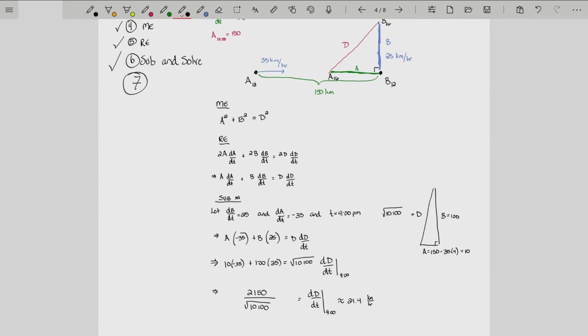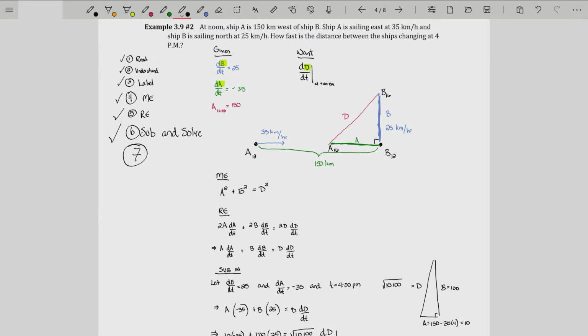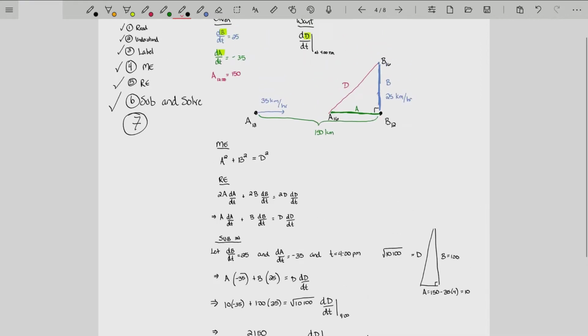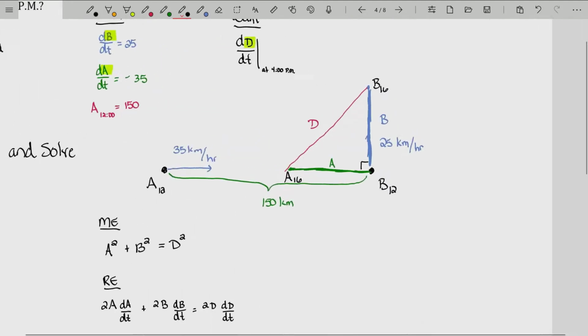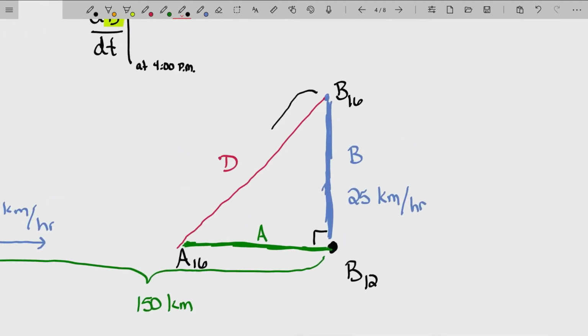So my solution, I'm just going to state it out loud, is that the distance between the ships is changing at 21.4 kilometers per hour at 4 p.m. So this distance here is changing. So dD/dt is approximately 21.4 kilometers per hour. So it's moving that quickly, the distance between them at 4 p.m.